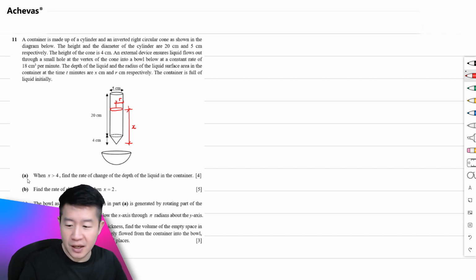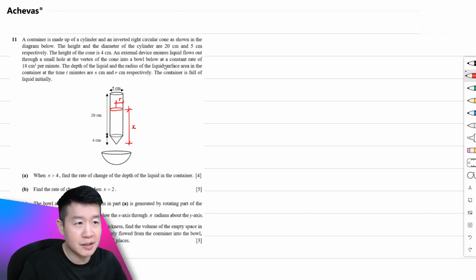Now for part A, x is supposed to be bigger than 4. So if x is bigger than 4, I know that the surface is going to be in this cylindrical area. Okay, if it is more than 4. So I want to find the rate of change of the depth. I want to find dx/dt.